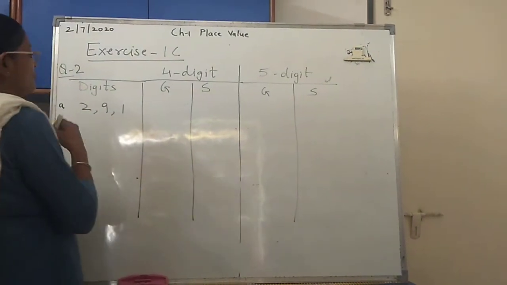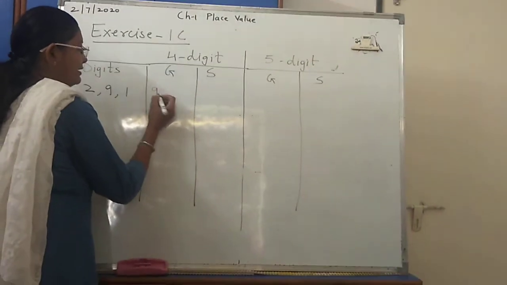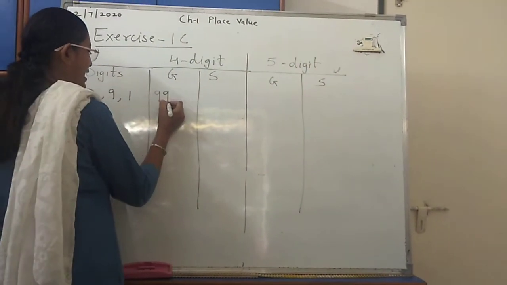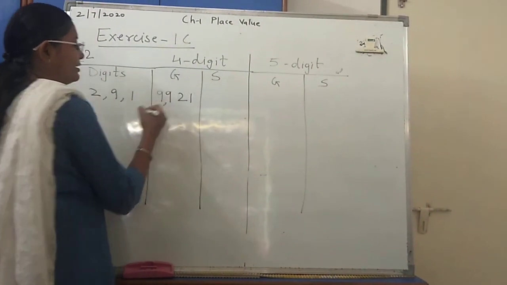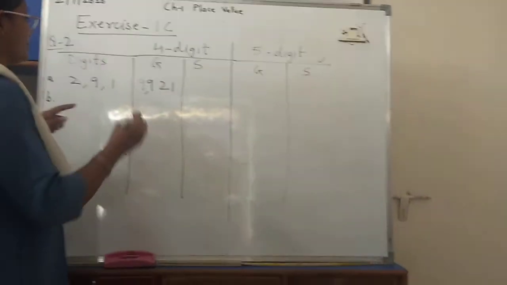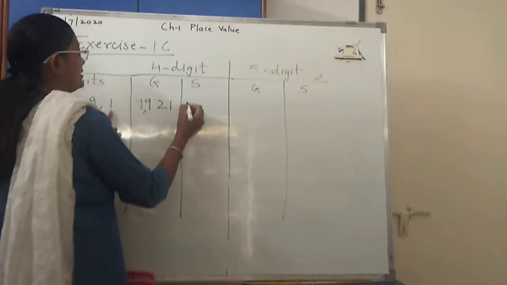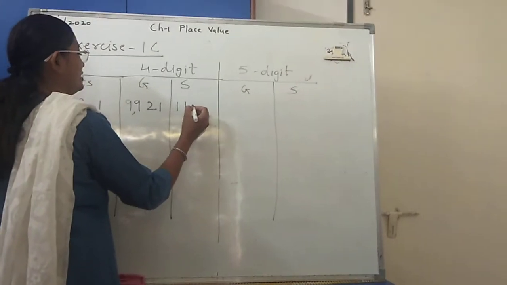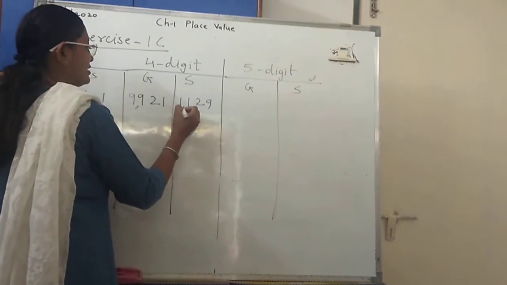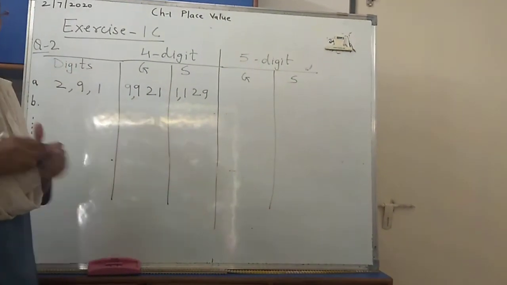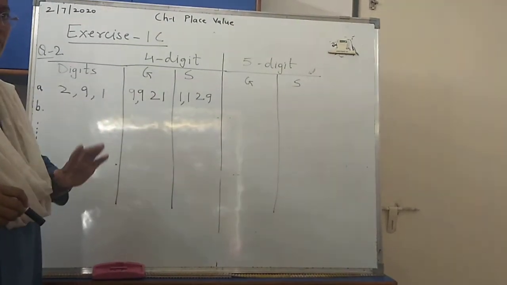Let us do here. Here what will be repeated? 9 is the greatest digit. So 9921. And here we will repeat 1, that is smallest. 1129. Is that clear? This is a 4-digit number.